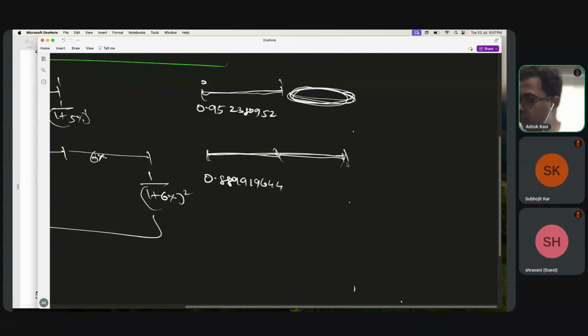Similarly, how will I find this one? The bigger one, the 2 year spot rate, 0.8899196444 divided by, or discounting with the... It should be squared, right? No, it should not be squared because it is price. So I'm not going to even do 1 plus thing, because for interest I was doing 1 plus, but this is price. So 0.952380952. Just calculate and tell me the number.